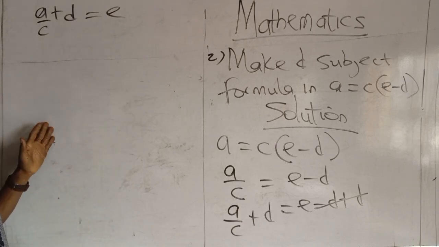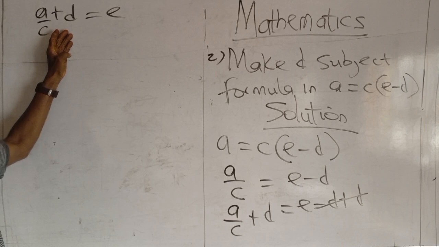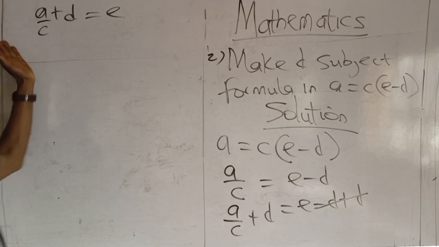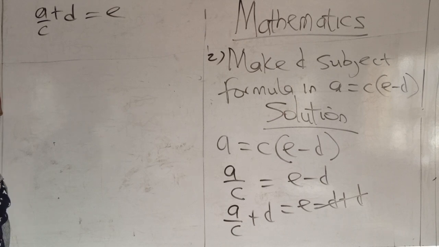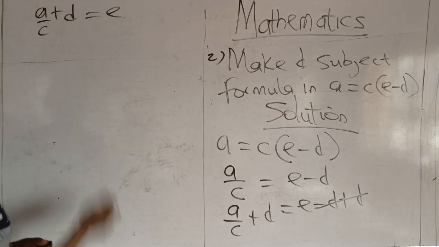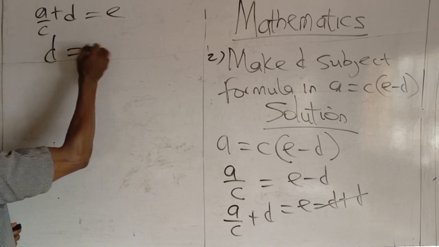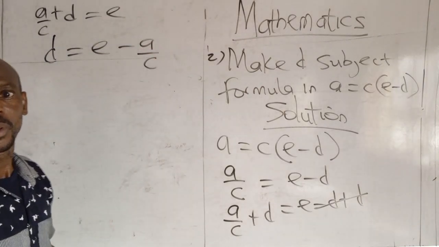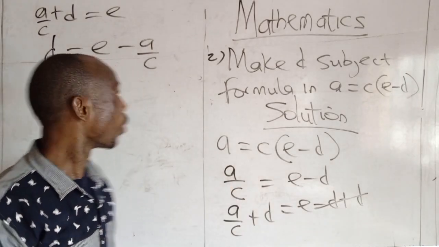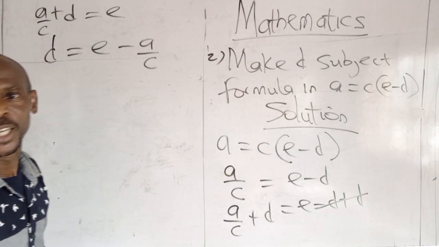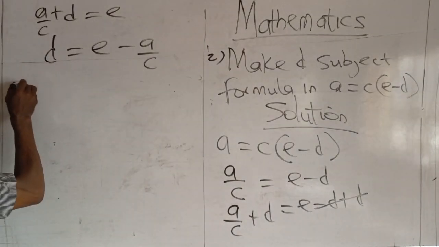Because it's equal to E now, we are now going to look for our D. Our A over C will now move to the other side of the equation. And when it moves to the other side of the equation, it becomes minus. So our D becomes equal to E minus A all over C. So we have made our D the subject of the formula. We are going to look at another example.